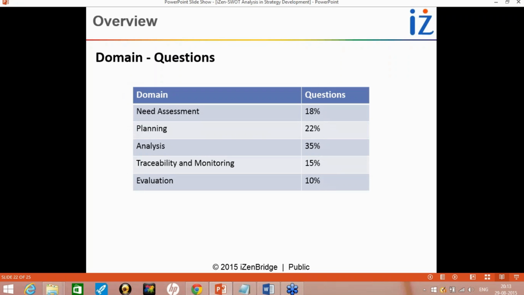These are the domains within the PMI-PBA certification. Needs assessment includes 18%, planning 22%, analysis includes 35%, traceability and monitoring includes 15%, and evaluation includes 10%. Now, don't be confused by these percentages. Business analysis is a skill of applying tools and techniques, and these tools can be used across the domains. All the tools and techniques which can be used in the analysis domain can also be used in the needs assessment domain. Here the perspective will be different in terms of questions. So I request you, don't be confused with this distribution.